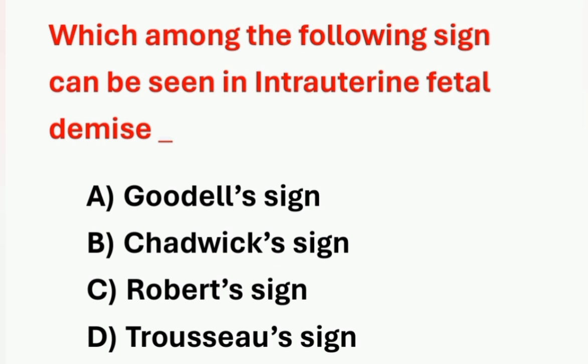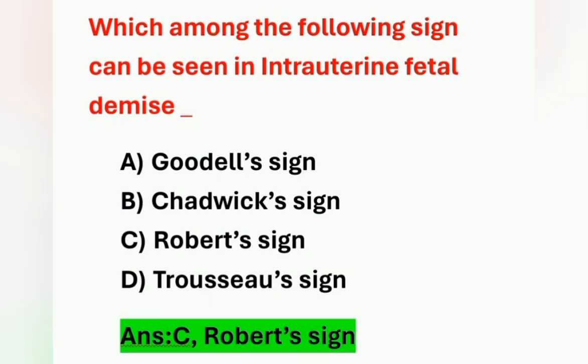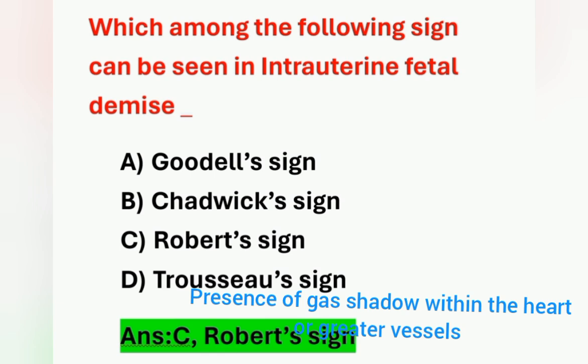Which among the following signs can be seen in intrauterine fetal demise? Options. Option A, Gould sign. Option B, Chadwick sign. Option C, Robert sign. Option D, Trouser sign. Question, which among the following signs indicates intrauterine fetal demise or intrauterine fetal death or stillbirth? That means the fetus dies within the uterus, before delivery. Here the correct answer is option C, Robert sign.